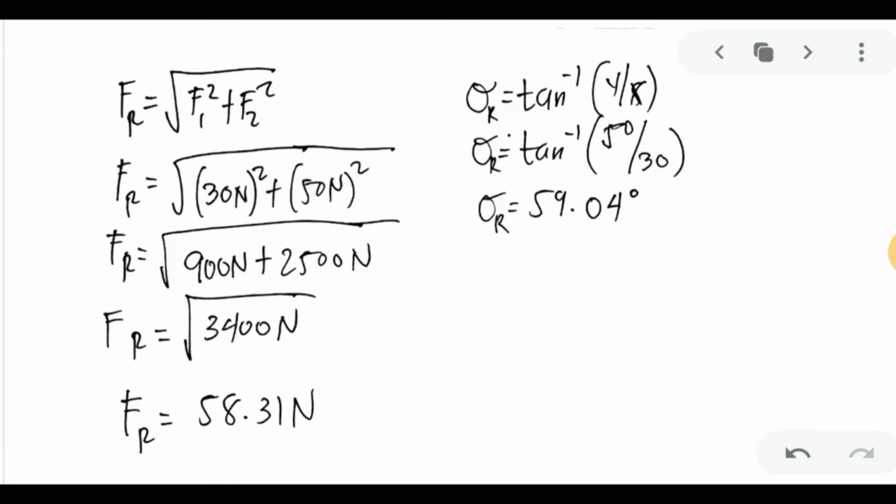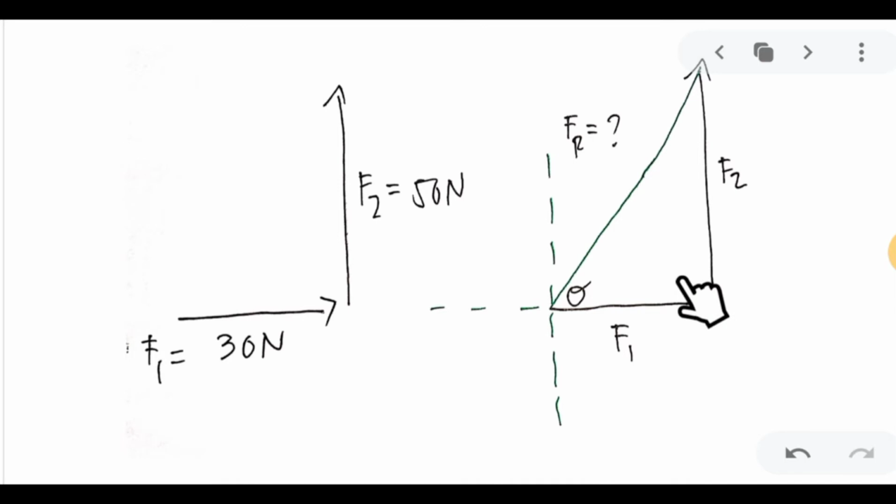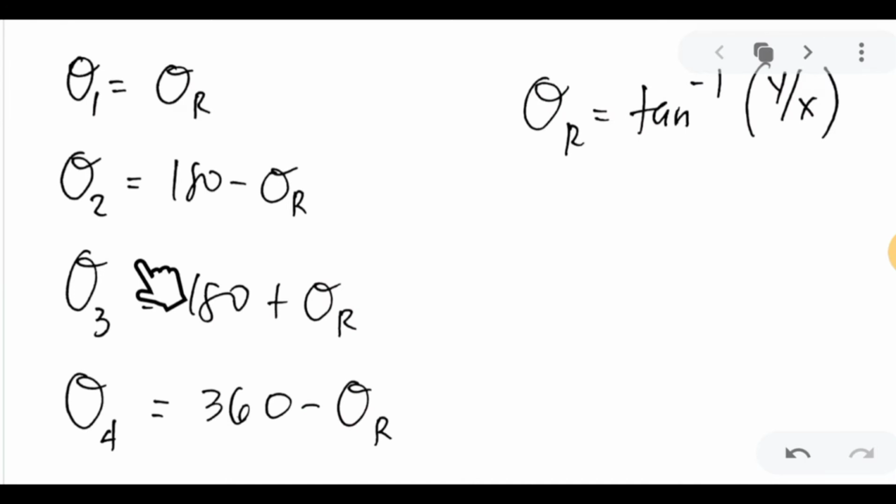Okay? And then how do we find the direction since they are perpendicular? To find the direction, you will be using the reference angle. If you notice here, it is placed in quadrant 1. In finding directions for perpendicular vectors, you have to follow this. If it is plotted in quadrant 1, the direction is equal to the reference angle. In quadrant 2, it is 180 minus the reference angle. In quadrant 3, it is 180 plus the reference angle. In quadrant 4, it is 360 minus the reference angle. And the reference angle is equal to the inverse tangent of y over x.